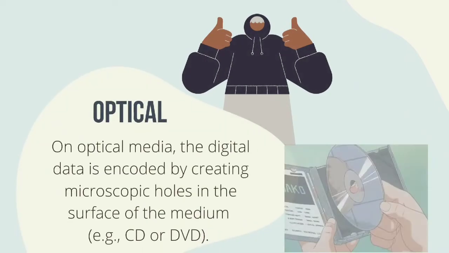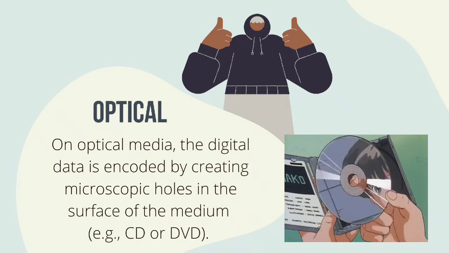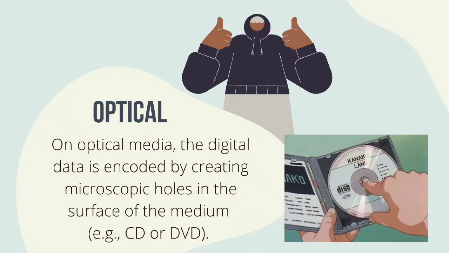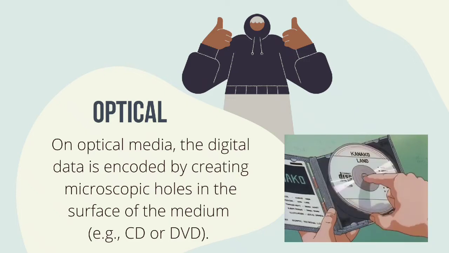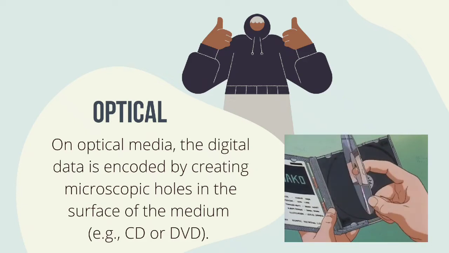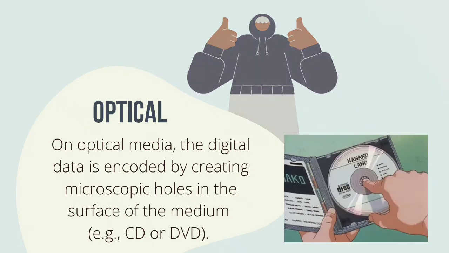Second, we have the optical. On optical media, the digital data is encoded by creating microscopic holes in the surface of the medium. Optical media refers to any data storage device or equipment that uses optical data storage and retrieval techniques to read and write data. It stores data digitally on a media device and uses a laser to read data from it. Optical media is also known as optical storage. Optical media provides more data capacity and longer media device life than earlier methods of data storage. The data on optical media is stored in a digital form in circular sectors and written, edited and accessed using a laser head inside an optical media drive.